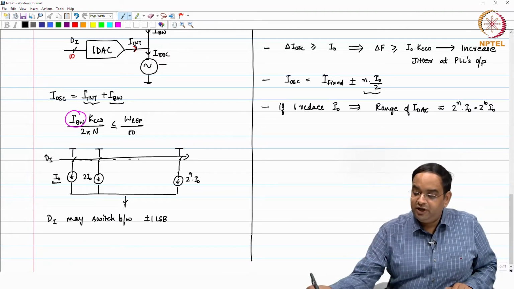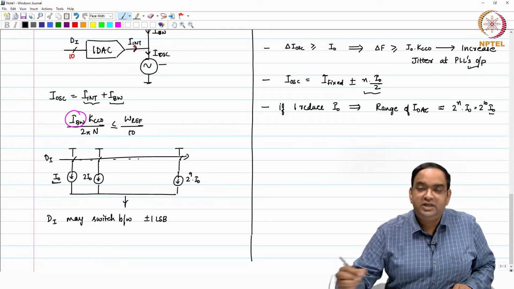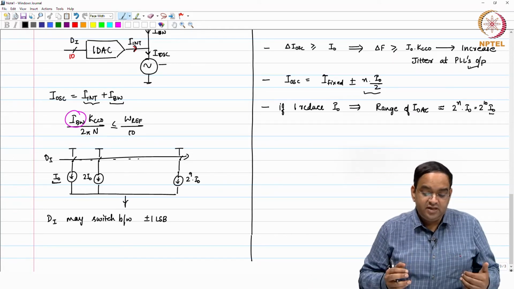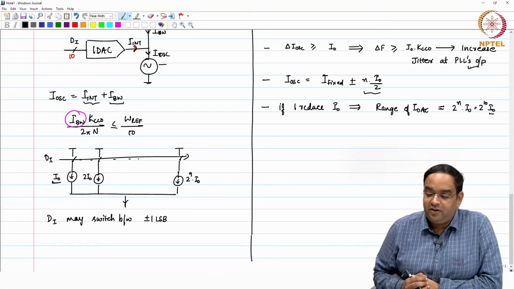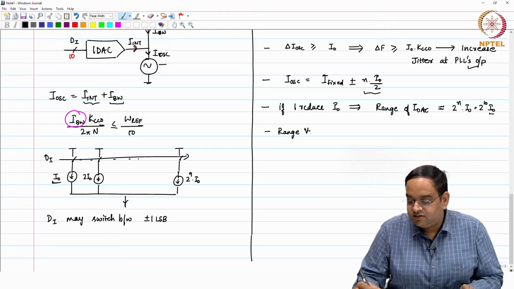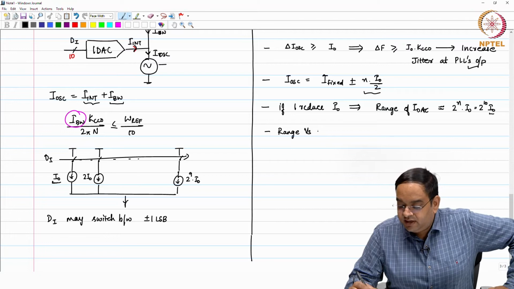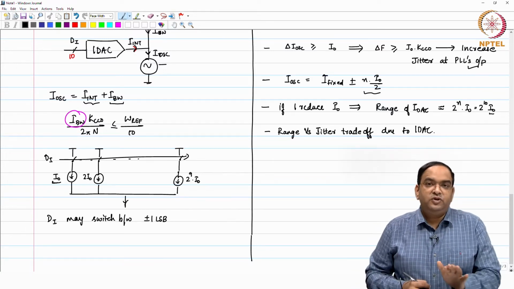So, if I am going to reduce my I naught to reduce this jitter, then I am reducing the range of the frequency which can be controlled by IDAC. So, there is a range versus resolution, or range versus jitter trade off due to IDAC. This you will see.